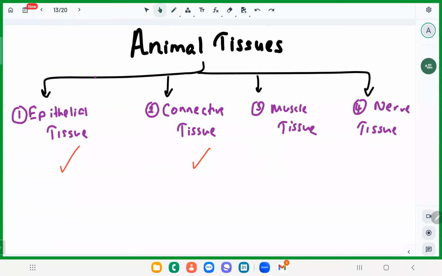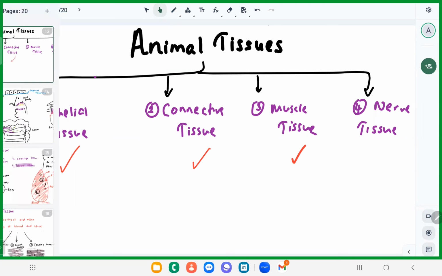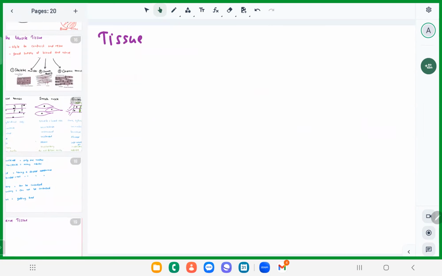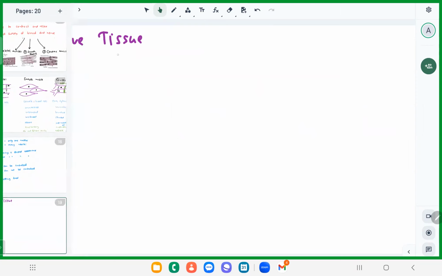Hi everyone. So in the previous two videos, we've discussed the epithelial tissue and the connective tissue, and the muscle tissue is also done. So that brings us to the final animal tissue, which is the nerve tissue. So let's jump on to the nerve tissue. What is the nerve tissue all about?